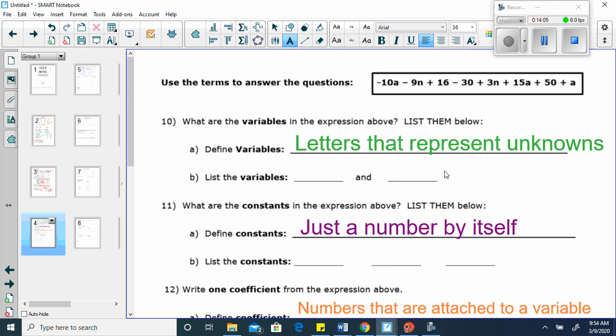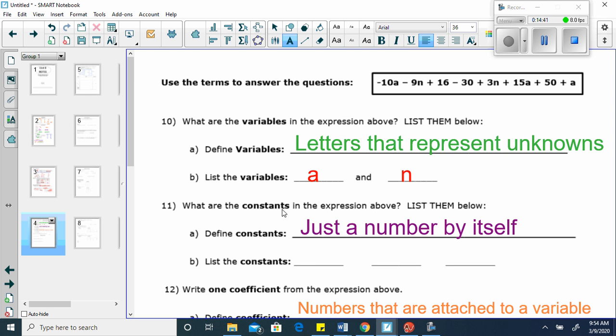Okay, so what are variables? We know that variables are letters that represent unknowns. Okay? Variables are letters that represent unknowns. So what are the variables in this problem up here that they're given to us? Good, a and n. Okay? We know variables are letters that represent unknowns.